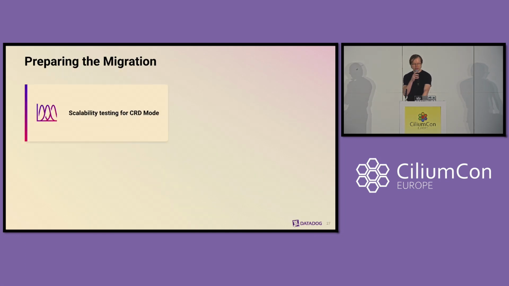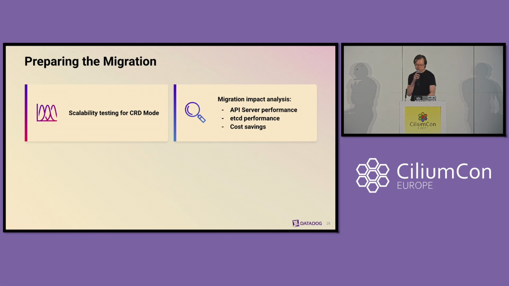Now, in order to actually perform the migration in production, we needed to do some preparatory steps. The first one was to do some scalability testing for the control plane for the CRD mode. This is where we decided to first start the migration on our smaller clusters, meaning less than 1,000 nodes and with a lower pod churn. Then we also spent some time analyzing the performance and cost impact of the migration, more specifically on the API server and etcd.